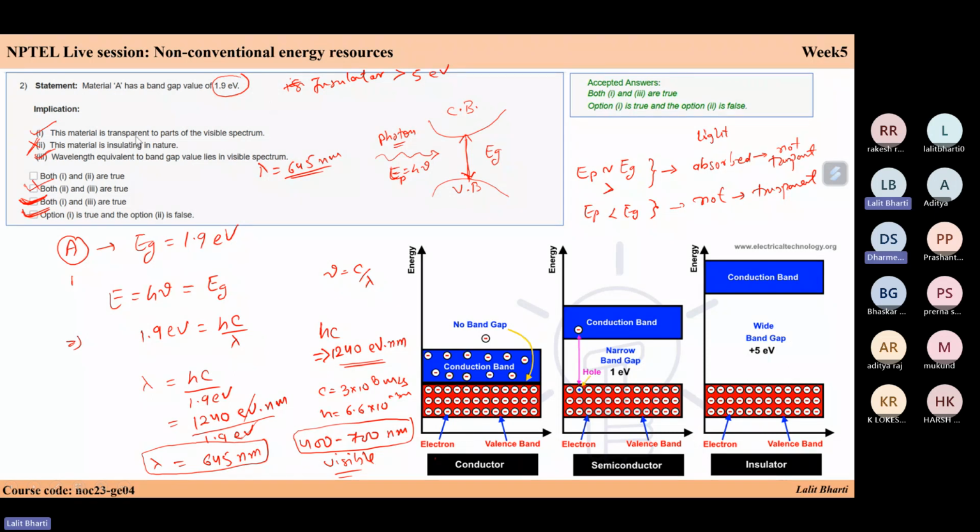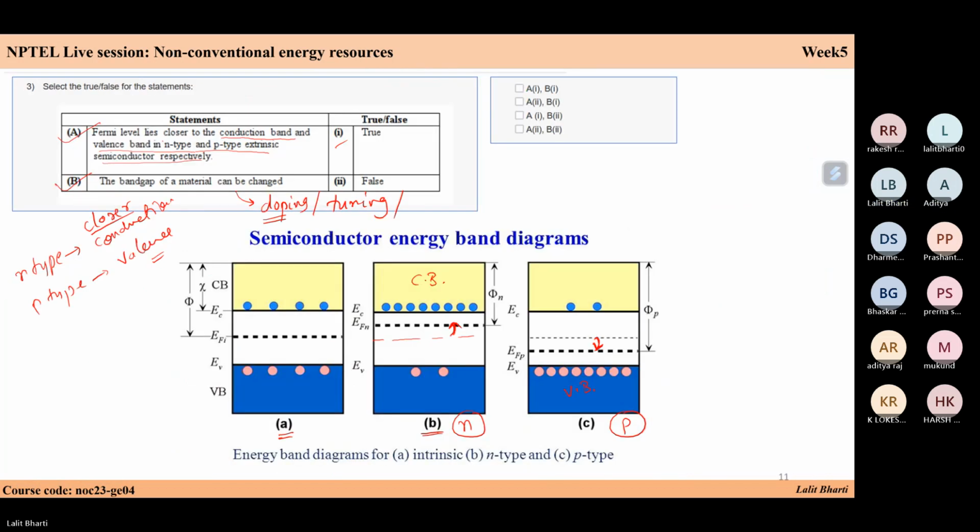Okay. So only I had this confusion because it is written that parts of the visible spectrum, not the whole visible spectrum. It was making me confused. So now it is clear that only parts of the visible spectrum will be transparent to the material. Okay, so is it clear now? Yes, sir. Okay. So let us move to the third question.